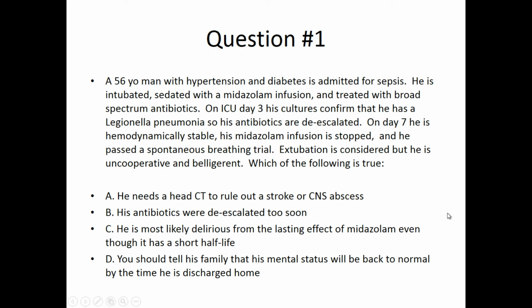Question number 1. A 56-year-old man with hypertension and diabetes is admitted for sepsis. He is intubated, sedated with a midazolam infusion, and treated with broad-spectrum antibiotics. On day 3, his cultures confirm that he has Legionella pneumonia, so his antibiotics are de-escalated. On day 7, he is hemodynamically stable, his midazolam infusion is stopped, and he passes a spontaneous breathing trial. Extubation is considered, but he is uncooperative and belligerent. Which of the following is true?